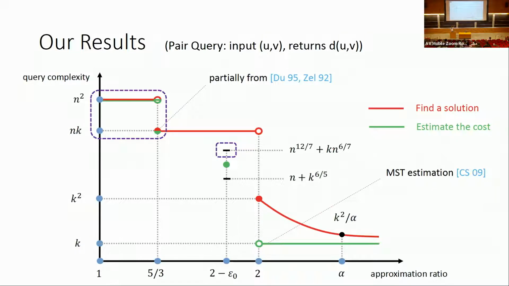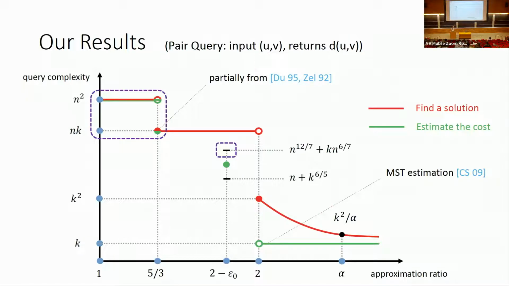In this picture, the red lines and red dots show the complexity of finding a solution to some approximation, and the green lines and green dots show the complexity of estimating the cost. Recall that we are still in the query model: we give the oracle a pair of vertices, it returns the distance, and this is considered one query. Note that all lines and dots here are not just upper or lower bounds, they are tight bounds.